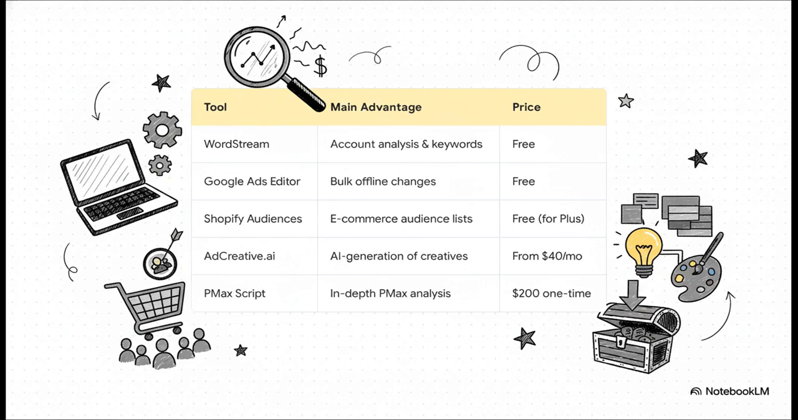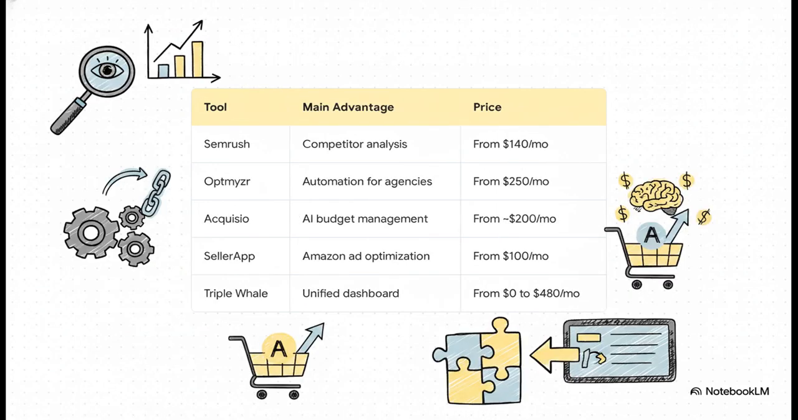Now, for those of you ready to level up, or maybe you're managing bigger accounts, the toolkit gets even more powerful. SEMrush is an absolute beast for spying on your competitors and planning your next move. Optimizer is tailor-made for agencies that need to manage tons of accounts at scale. You've got Acquisio, which brings in machine learning to manage your budget super intelligently. If you're selling on Amazon, Seller App is your go-to, no question. And Triple Whale pulls all your data into one dashboard to finally solve that incredibly frustrating puzzle of ad attribution.